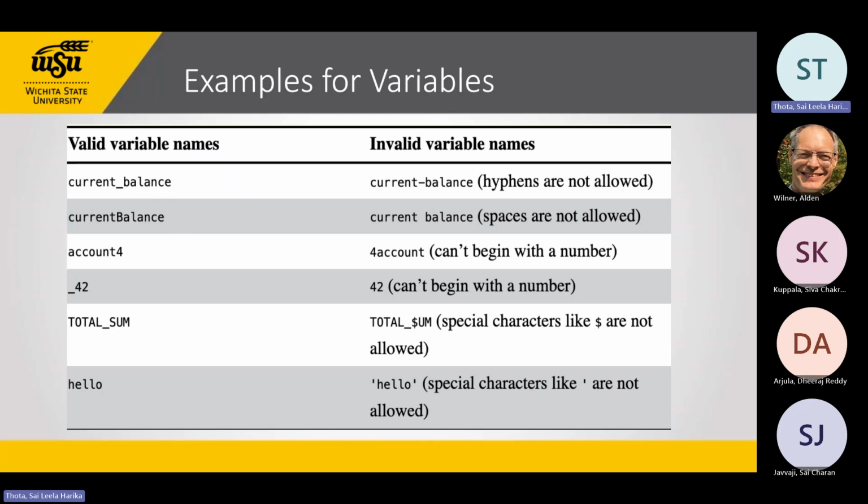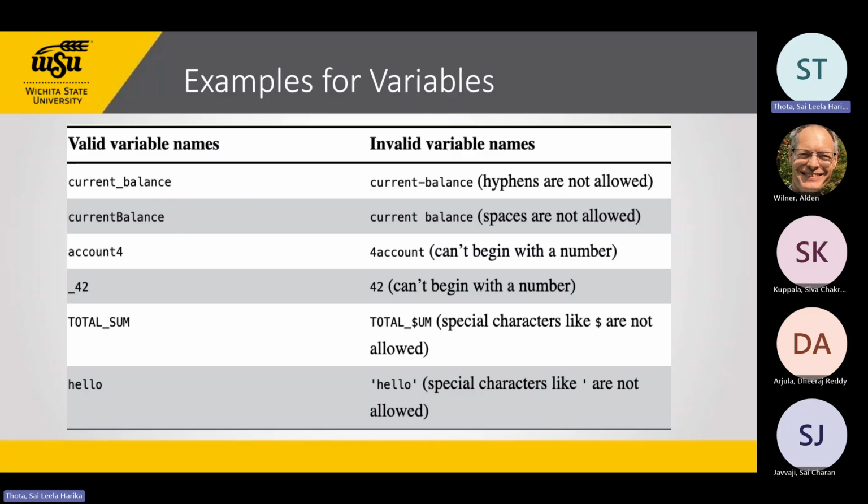Just observe current_balance. In the valid variable name, I mention an underscore after current. But in the invalid one, I mention a hyphen, and hyphens are not allowed in variable names. Similarly, with a space in current balance, spaces are not allowed. Don't get confused: if there is a space, it's not a valid variable name.